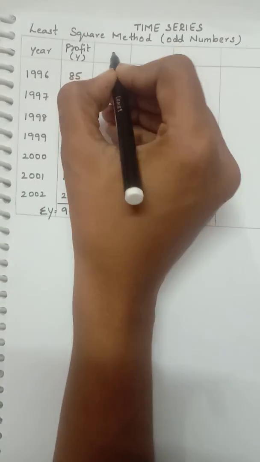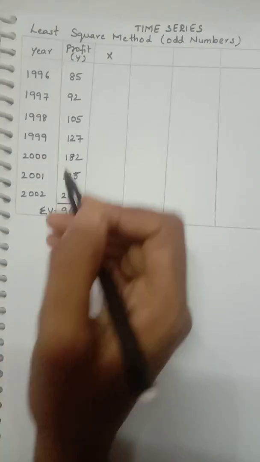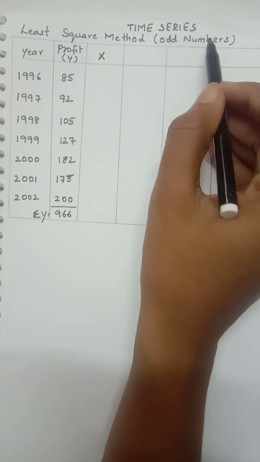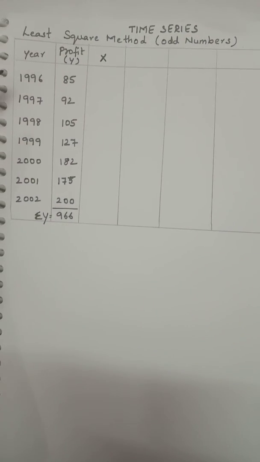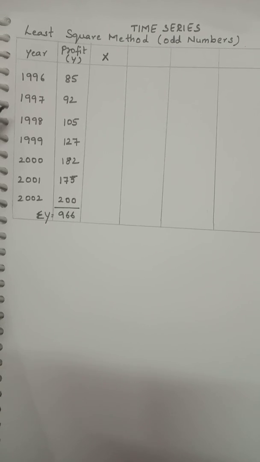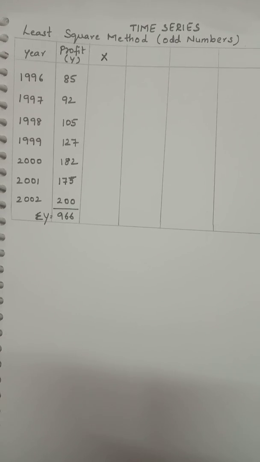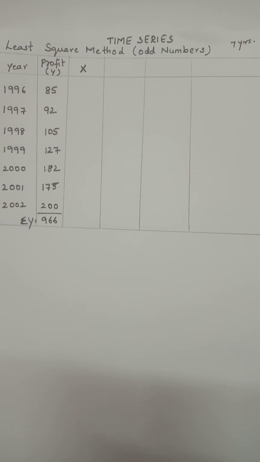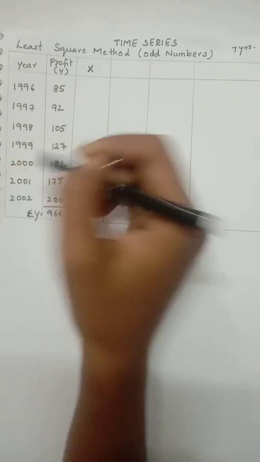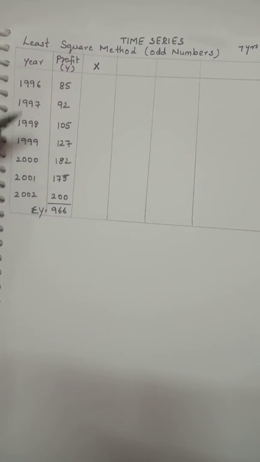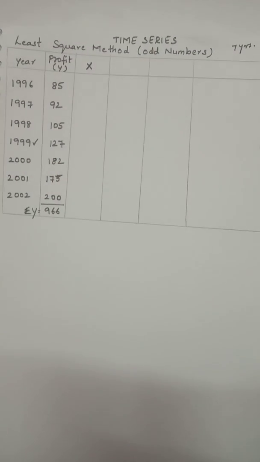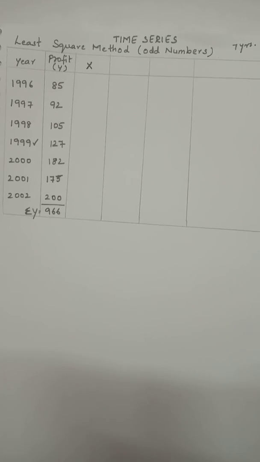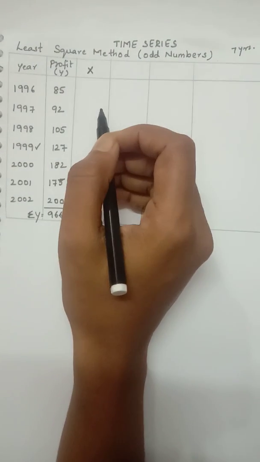The next step is to find the x variable. For odd years, the number of years should be an odd number. Here, 1, 2, 3, 4, 5, 6, 7, so 7 years is an odd number. We need to find the middle number of the series, which is 99. So I am leaving the first 3 and the last 3, and I will consider 99 as the middle number.